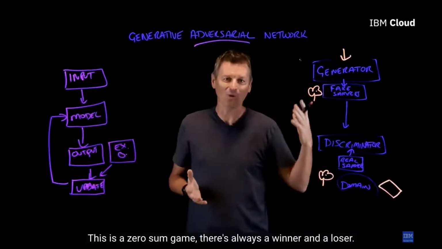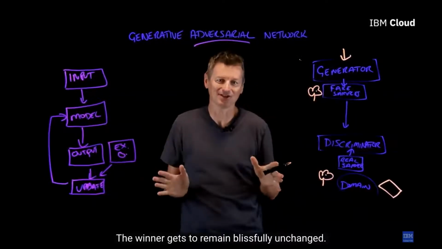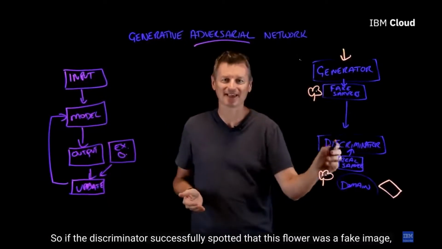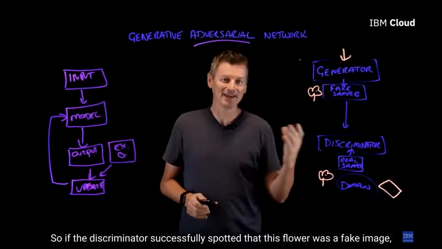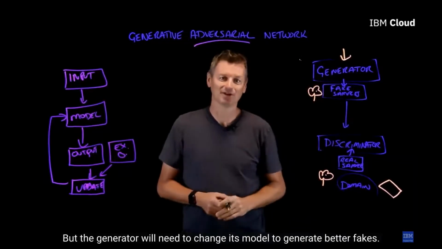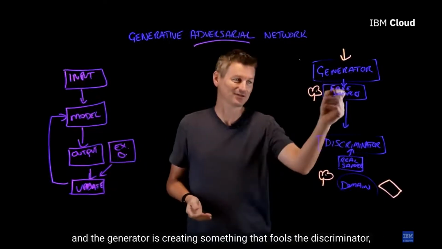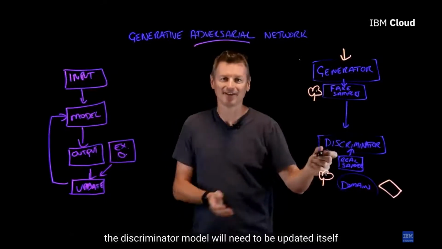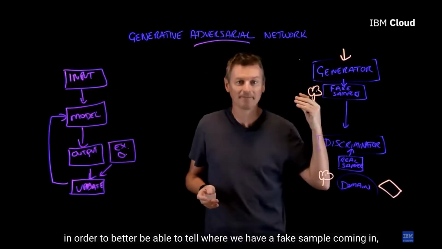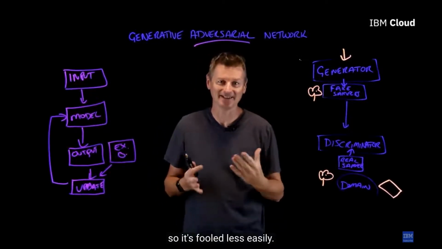This is a zero-sum game. There's always a winner and a loser. The winner gets to remain blissfully unchanged. Their model doesn't change at all, whereas the loser has to update their model. So if the discriminator successfully spotted that this flower was a fake image, then the discriminator remains unchanged, but the generator will need to change its model to generate better fakes. Whereas if the reverse is true and the generator is creating something that fooled the discriminator, the discriminator model will need to be updated itself in order to better be able to tell where we have a fake sample coming in, so it's fooled less easily.